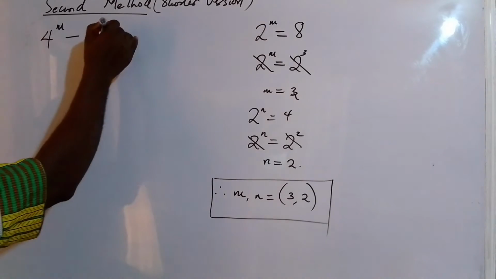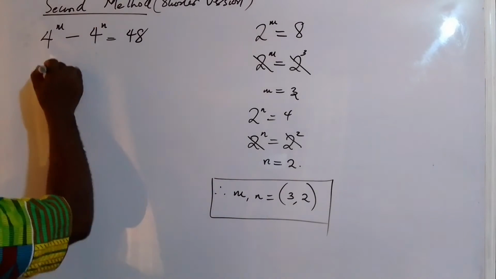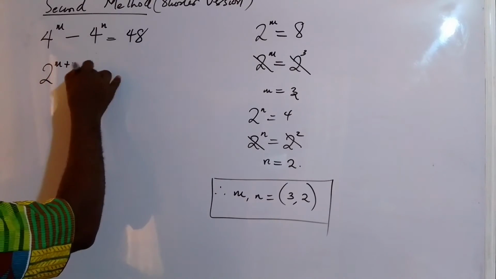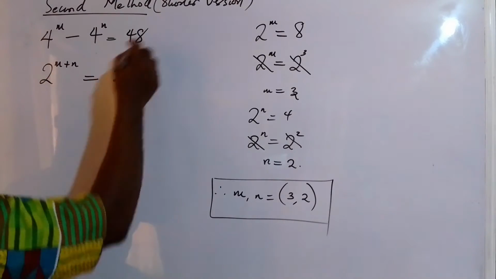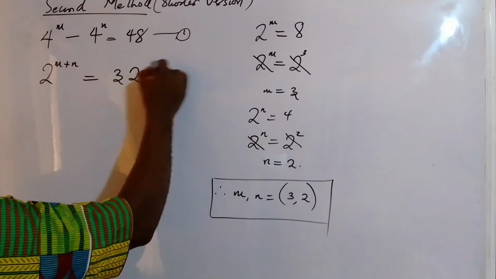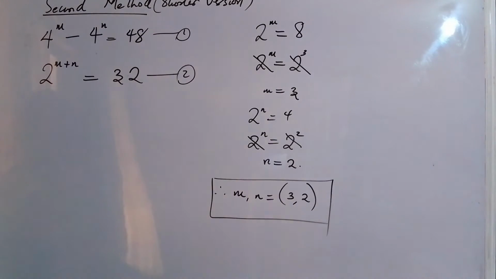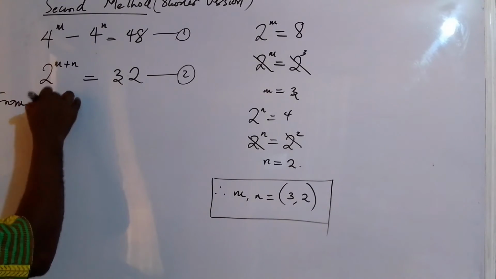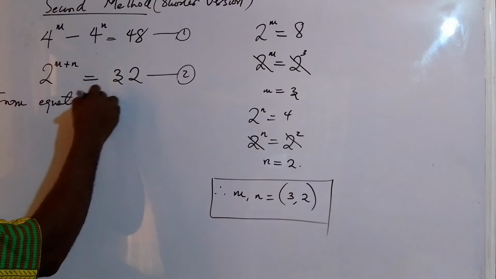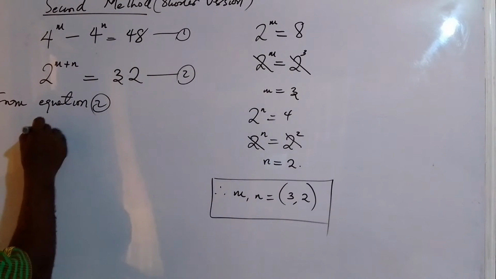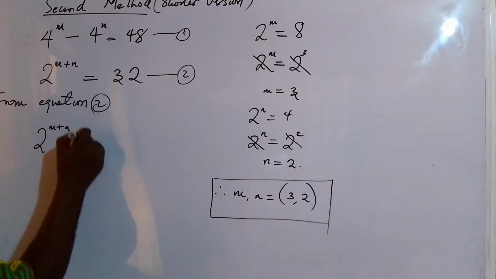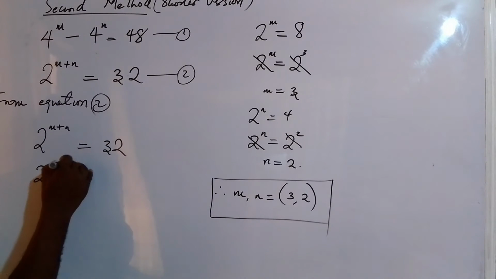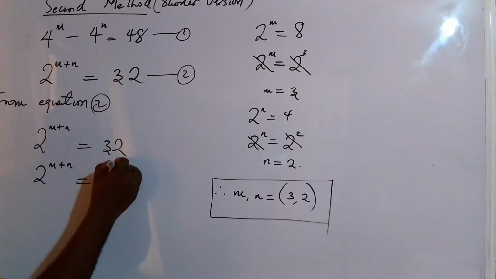So we have 4 to the power of m minus 4 to the power of n equal to 48, and 2 to the power of m plus n equal to 32. Let's call this equation 1 and this equation 2. I'm going to start from equation 2. We have 2 to the power of m plus n equal to 32. We know that 32 is 2 to the power of 5.